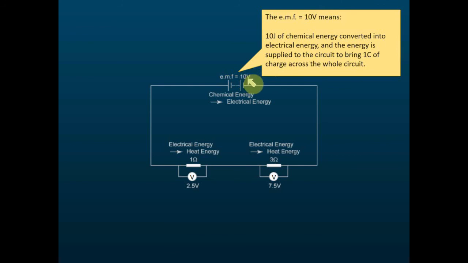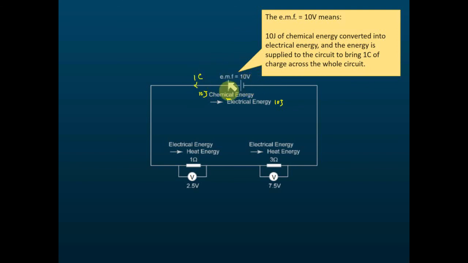If you see EMF 10 volts, it means that if you move 1 coulomb of charge across the circuit, 10 joules of chemical energy, I think I should write here, will convert to 10 joules of electrical energy, and this electrical energy is used to move this 1 coulomb of charge across the whole circuit. Now 10 joules is for 1 coulomb only. If you want to move 2 coulomb, then you need 20 joule. If you want to move 3 coulomb, then you need 30 joule. That is what it means by EMF 10 volts.